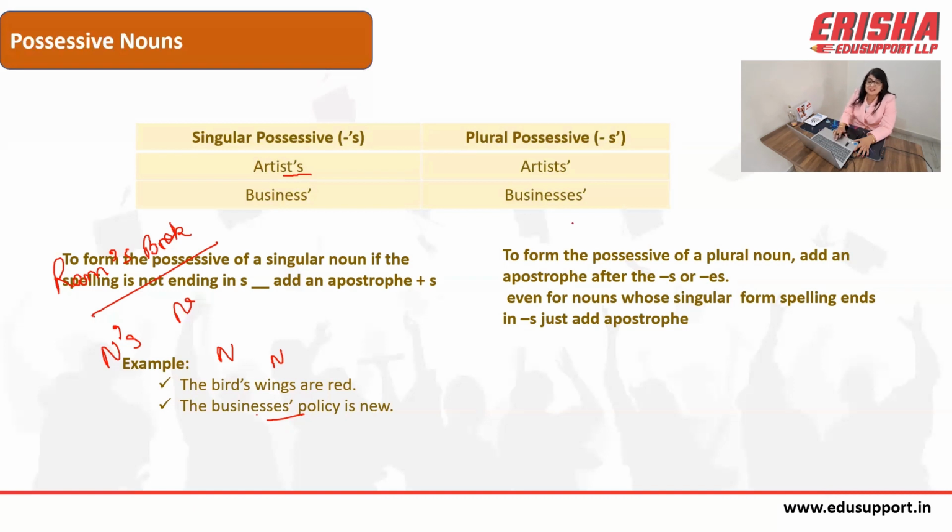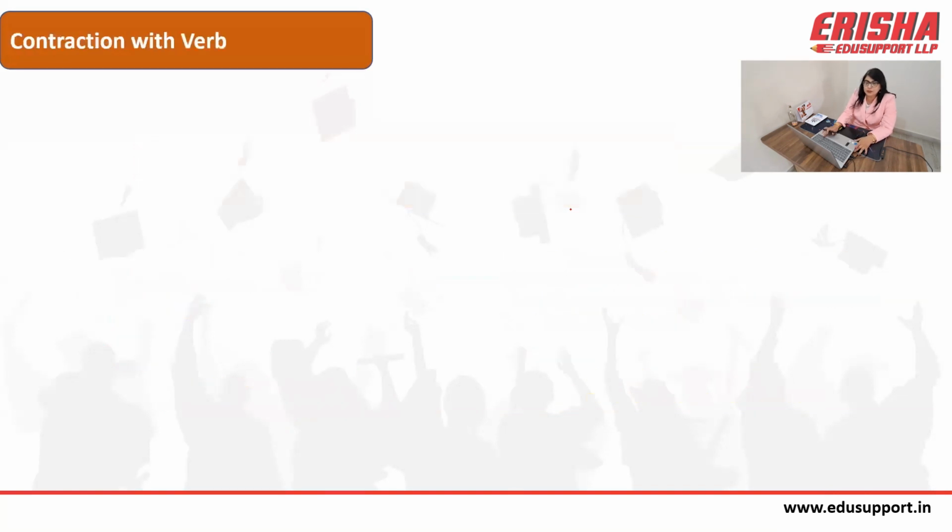See, artists is a plural form ending with s, so we just put an apostrophe. If you say businesses apostrophe s, it becomes an awkward pronunciation. Just for this simple reason, we put only an apostrophe. So birds' wings are red. Birds apostrophe wings means more than one bird is there. Businesses means more than one business is there, and their policies. So just an apostrophe we put over here.